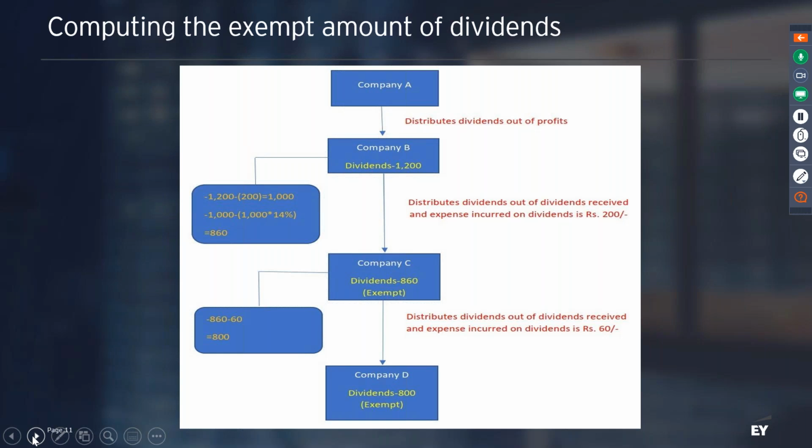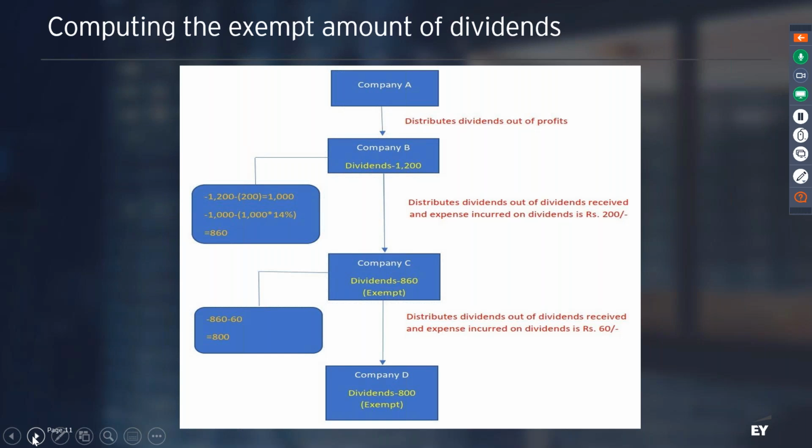Suppose the next instance is that company C decides to distribute the same to another company. Is there any requirement to deduct taxes? No, because it is considered to be exempt as it has already been taxed in the hands of company B. But you should specifically note that the expense component has to be identified and deducted before further distribution. That deduction of expenses is required in the law under a specific section. So here the identified expense of rupees 60 by company B has to be deducted before the subsequent distribution.